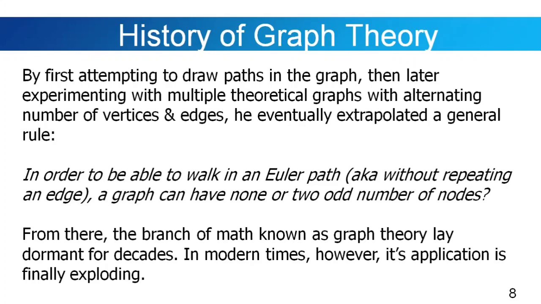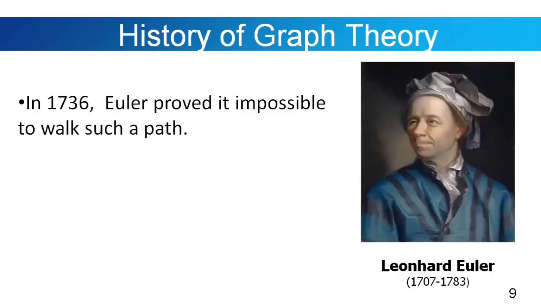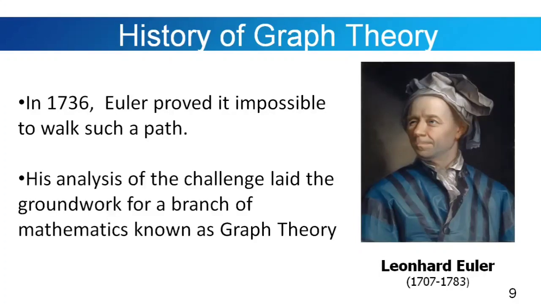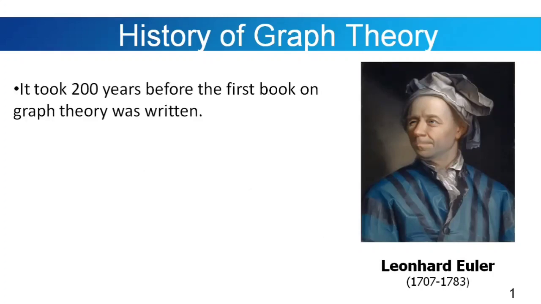From there, the branch of math known as graph theory lay dormant for decades. In modern times, however, its application is finally exploding. In 1736, Euler proved it is impossible to walk such a path. His analysis of the challenge laid the groundwork for a branch of mathematics known as graph theory. It took 200 years before the first book on graph theory was written.